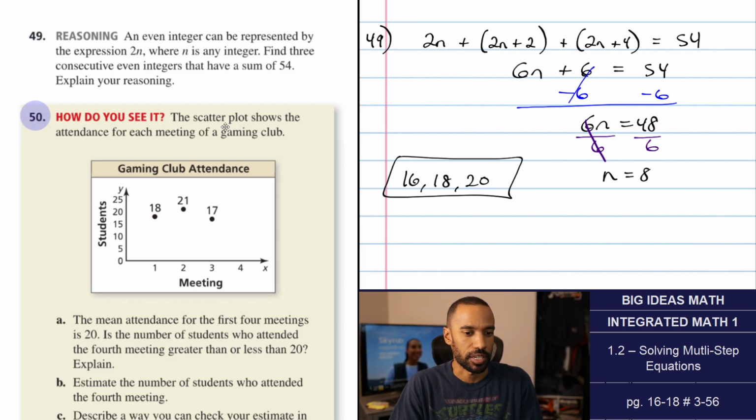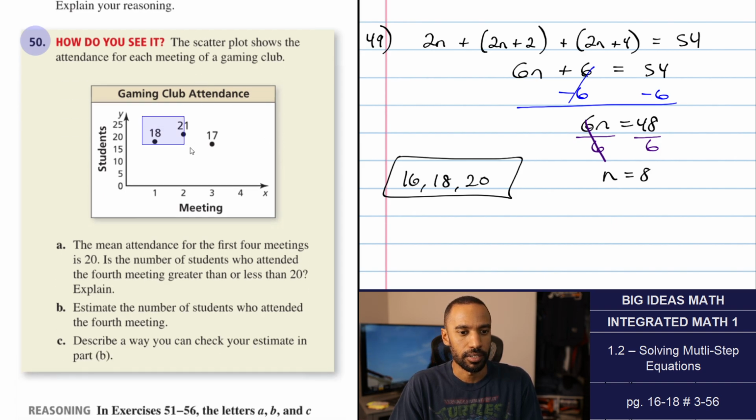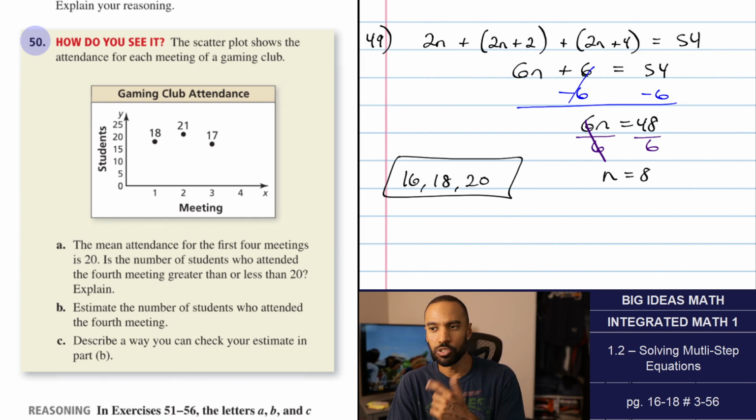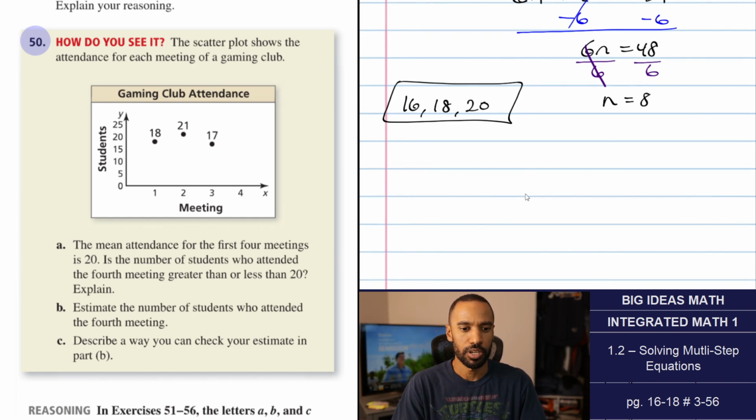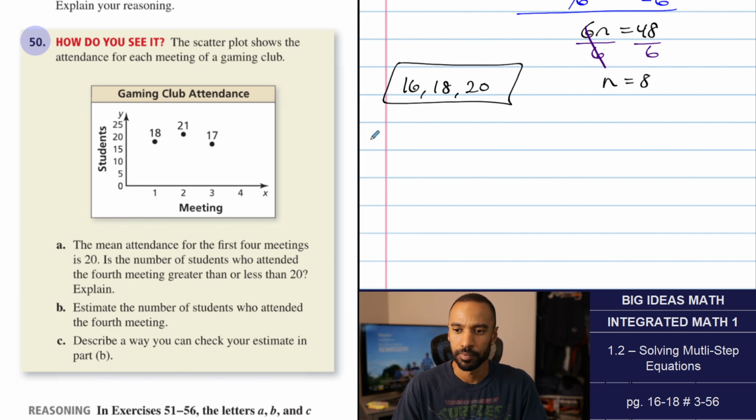Number 50. How do you see it? The scatter plot shows the attendance for each meeting of a gaming club. The first meeting had 18 students. The second meeting had 21. The third meeting had 17. The mean attendance, oh yeah, we have to do mean. The mean attendance for the first 4 meetings is 20. Is the number of students who attended in the 4th meeting greater than or less than 20? Explain.